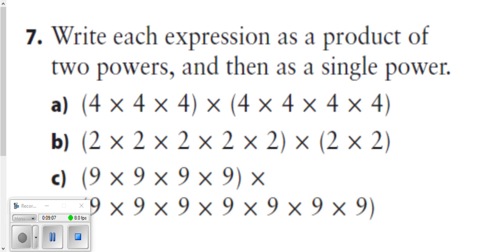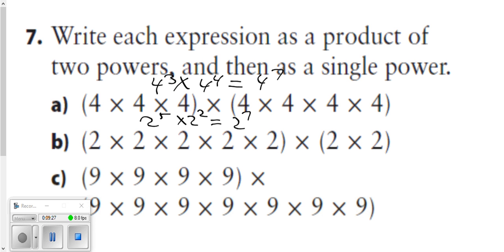Question 7, express each as a product of 2 powers. So here we have 4 cubed multiplied by 4 to the 4, evaluating as a single power. We have 2 to the exponent of 5 multiplied by 2 to the exponent of 2. Keep your base and add your exponents.